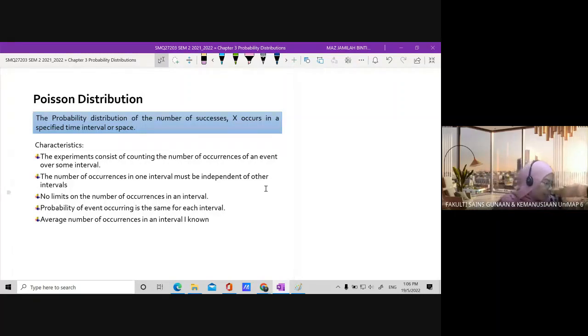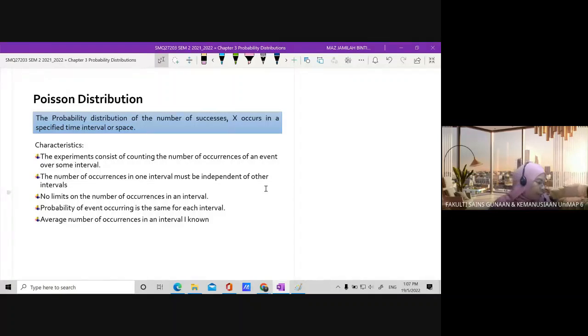Second, the number of occurrences in one interval must be independent of other intervals. So if you are talking about one kilometer and another kilometer, they are independent of each other. They have nothing to do with each other. Number 3, no limit on the number of occurrences in the interval. It can go as high as a huge number, depending on the number of occurrences; we may not know. And the probability of an event occurring is the same for each interval. That means for 1 kilometer plus of highway and another 1 kilometer plus of highway, the probability of occurring will remain the same.